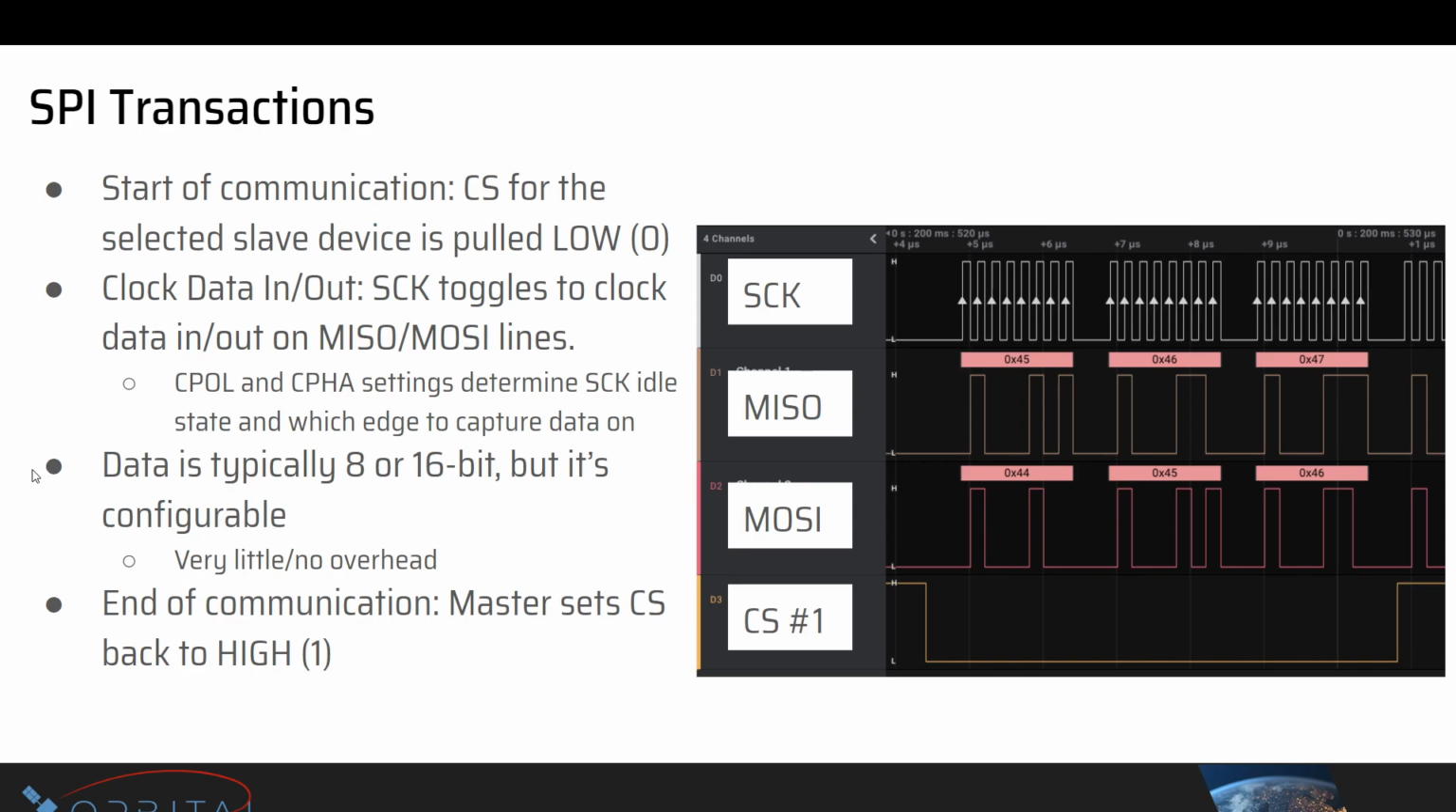Data is typically sent in either 8 bits or 16 bits, but it's configurable. And there's very little or no overhead, since, like I just mentioned, the way you know it's starting is chip select, so you don't have a start or stop condition like you did with other protocols. You also don't have addresses, so you're just sending the raw data that you want to send. And for the end of communication, instead of a stop bit, the master just pulls the chip select back to high, which tells the device that it's done communicating.